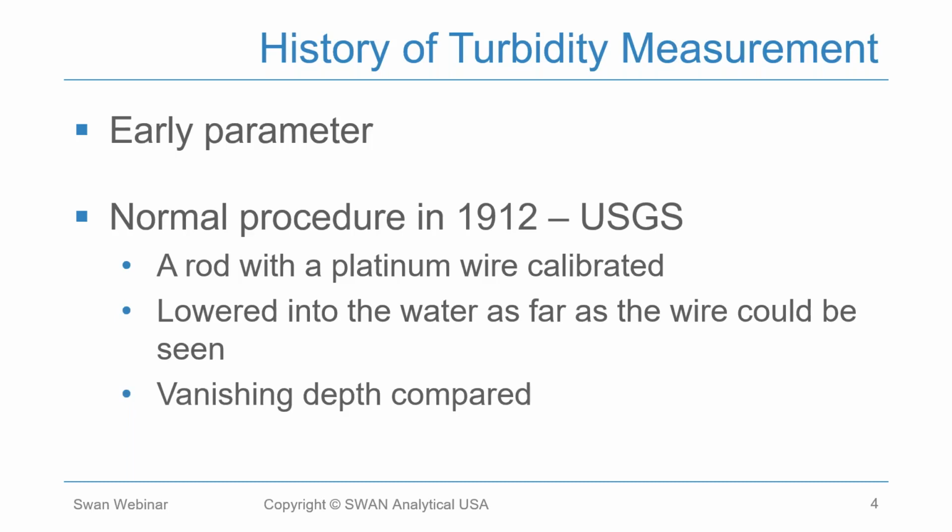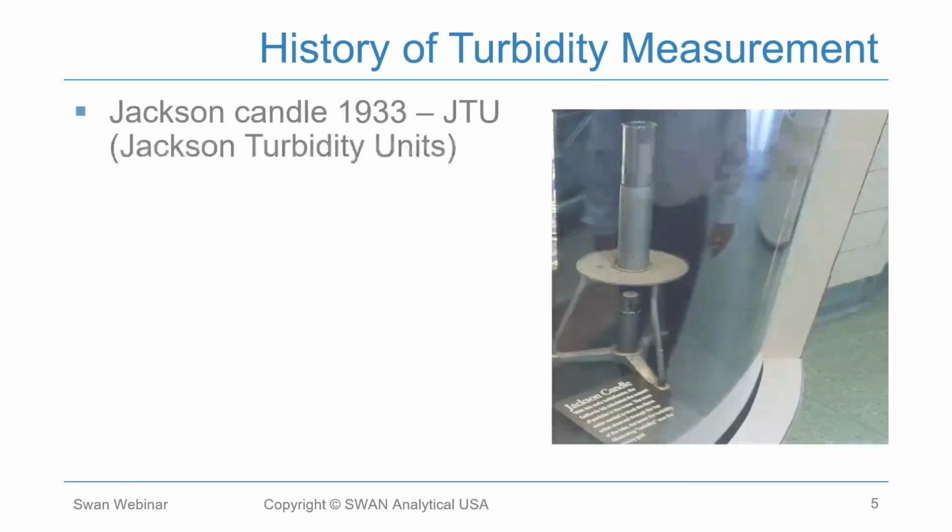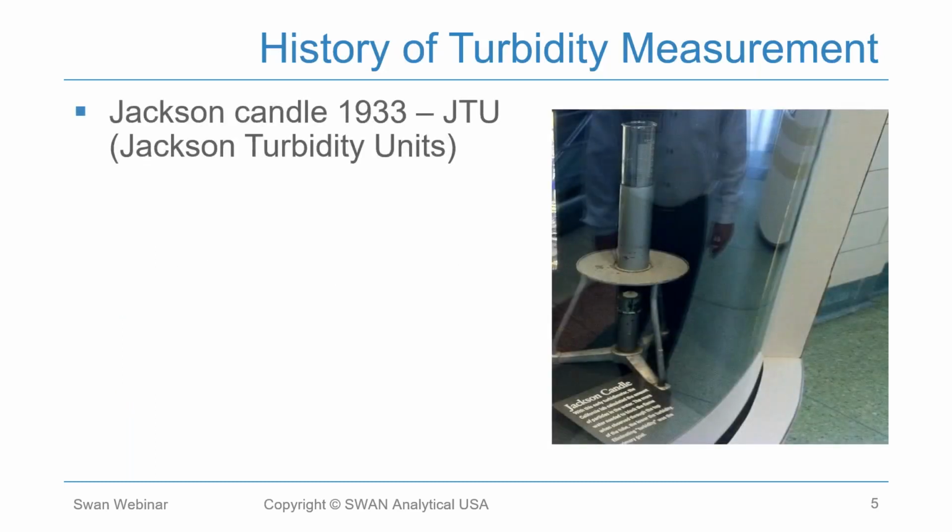Now, this procedure was used for about 21 years until the Jackson candle method came along in 1933. And the Jackson candle turbidimeter became the standard at that time, and the readout was expressed as Jackson turbidity units. This is actually an example of an old Jackson candle. It helps me describe a little bit more what you're looking at.